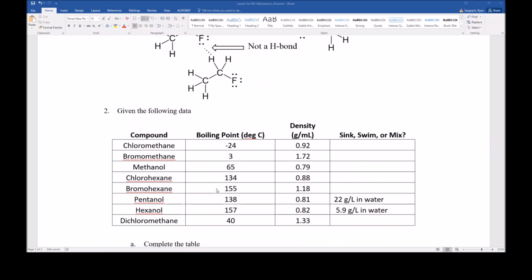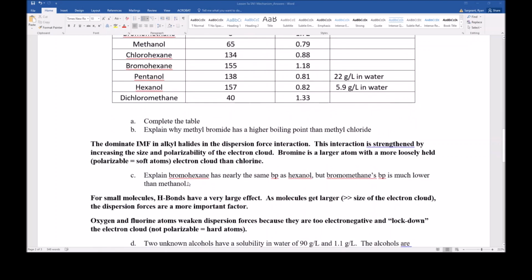Okay. So this question right here, explain why, there should be a Y in there. Explain why bromohexane has nearly the same boiling point as hexanol, but bromomethane's boiling point is much lower than methanol. And so bromomethane and methanol are small molecules. For small molecules, hydrogen bonds have a very large effect.